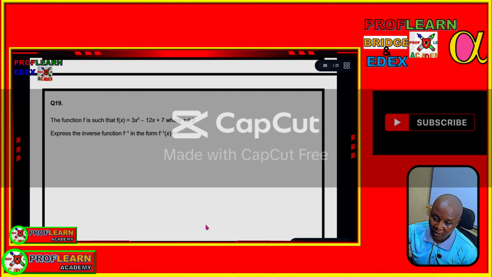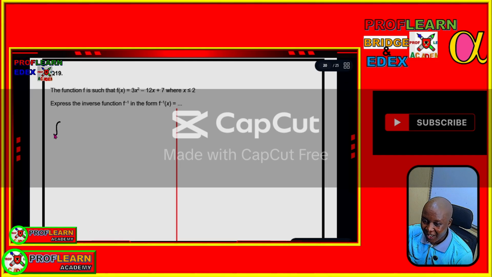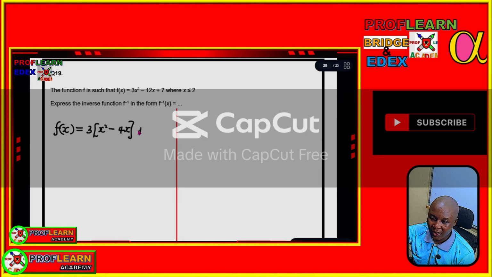The function f of x equals 3x squared minus 12x plus 7, where x is less than 2. Express the inverse function. So the first thing, we are going to complete the square. In order to find the inverse of a quadratic, first you have to complete the square. And to complete the square in this case, we are going to factor out 3.